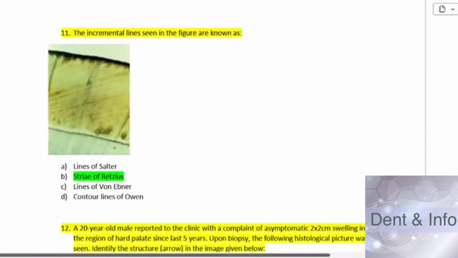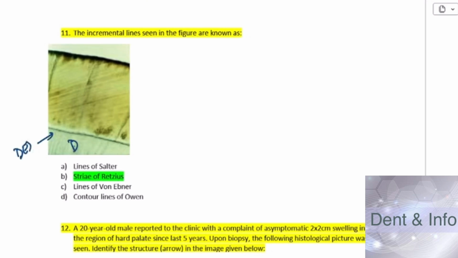Moving on to the next question, question number 11. The incremental lines seen in the figure are known as, what are these incremental lines? You can make out, first identify, this is your dentino-enamel junction, this is dentine, this is enamel. So here we are seeing clearly lots of these lines going. What are these? These are incremental lines of Retzius.